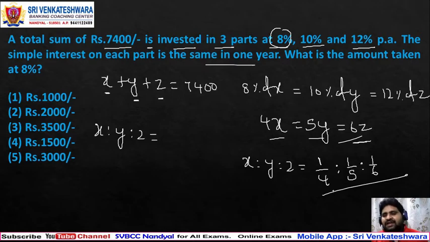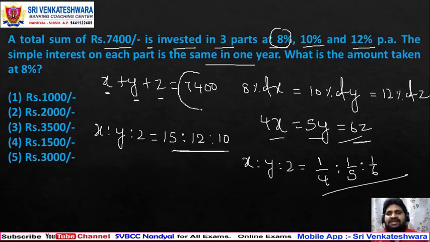Generally we take the LCM of the denominators and multiply every number with it, then it will become integers. The LCM of 4, 5, 6 is 60. Divide 60 by each: 60 by 4 is 15, 60 by 5 is 12, 60 by 6 is 10. So the new ratio is 15 is to 12 is to 10.